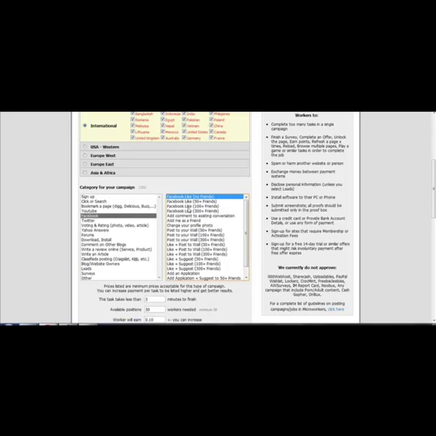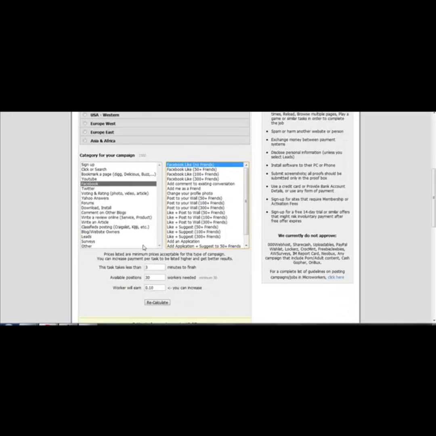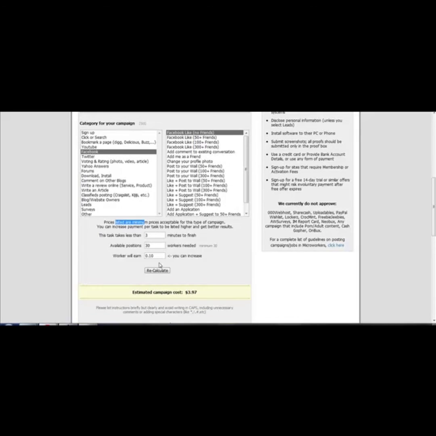So what I'm going to do is click on Facebook like, no friends. That's the sort of simple one. Maybe they just click on the like campaign. Price is listed at a minimum price acceptable for this type of campaign. You can increase payment per task to be listed higher and get better results. So I'm going to put down available positions of 2 basically, and I'm going to give the worker 10 cents for the like.